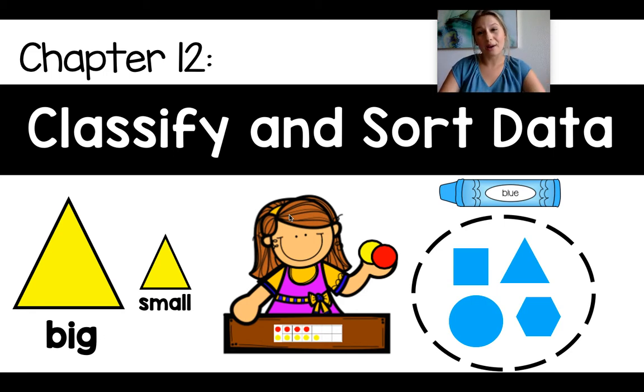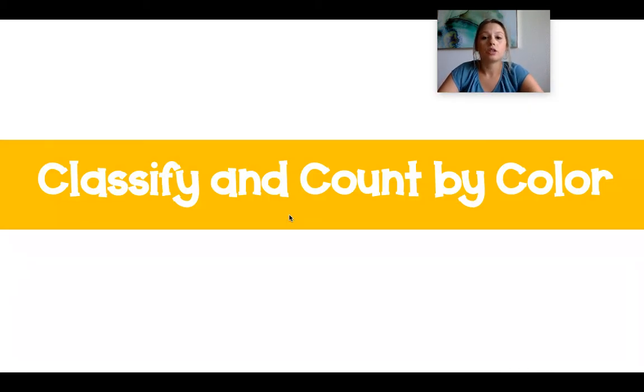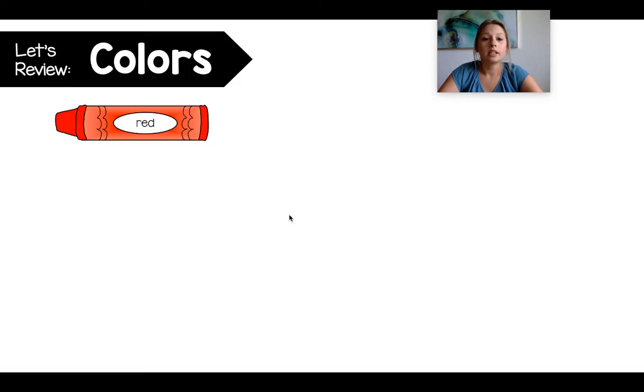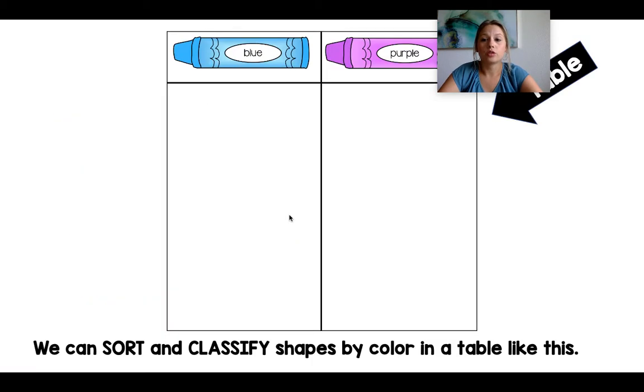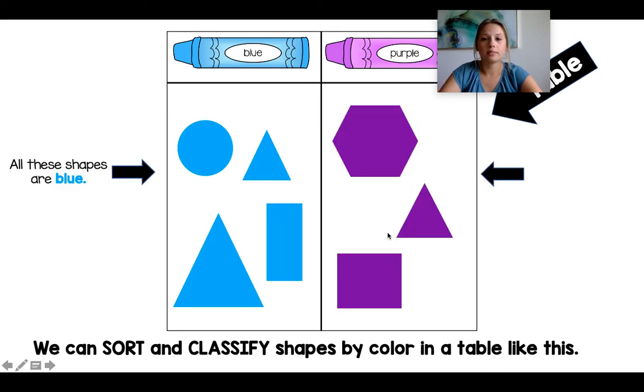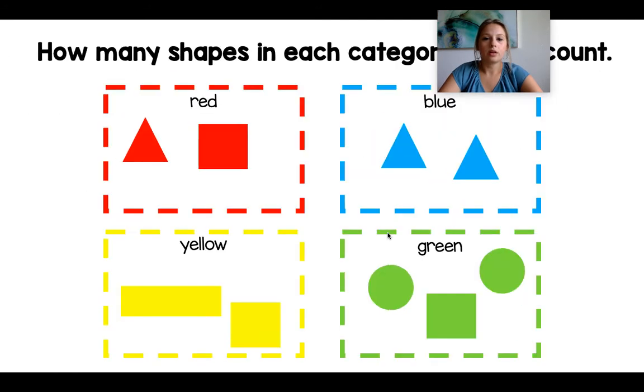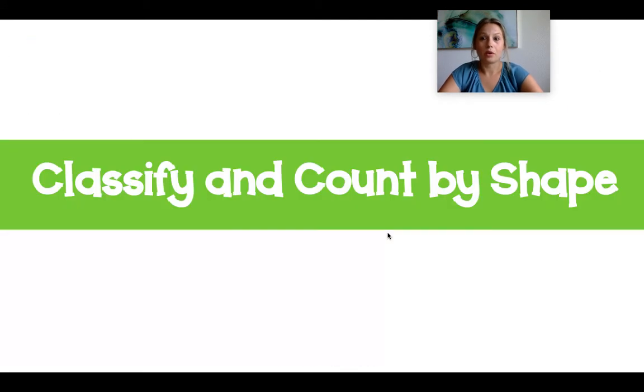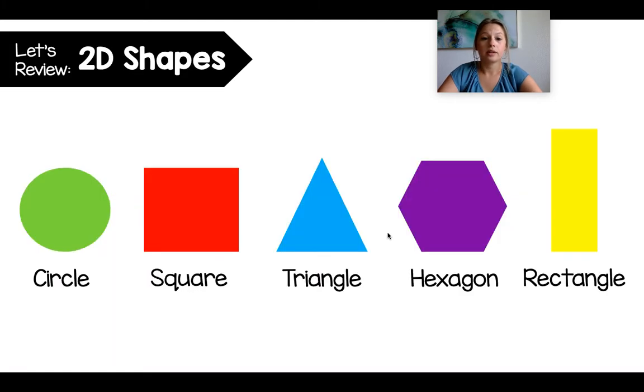And we can also count the numbers, right? So we learned how to count by color, and we discussed all the colors, which we know. We know that we graph all the blue shapes here, and on this side of the table, we would graph our purple shapes. We also learned how to classify by the shape. So we went over shapes: circle, square, triangle, hexagon, and rectangle.